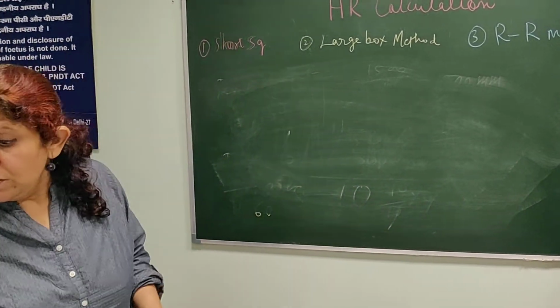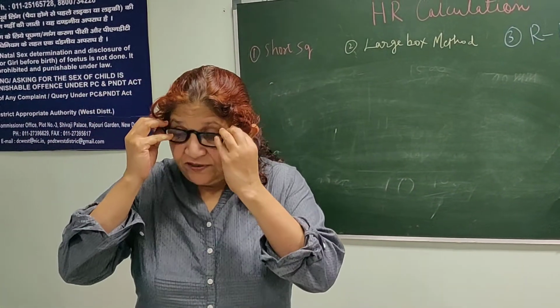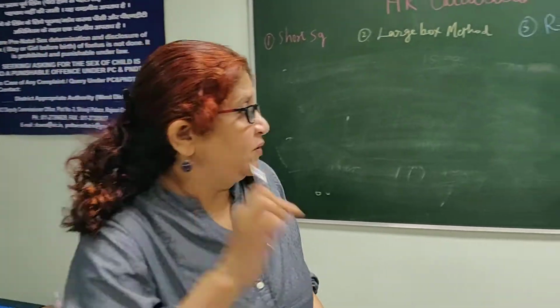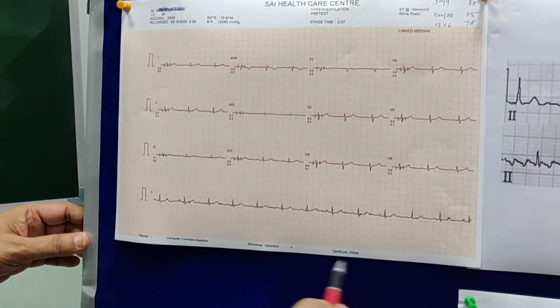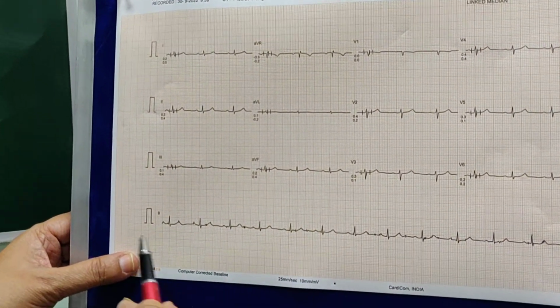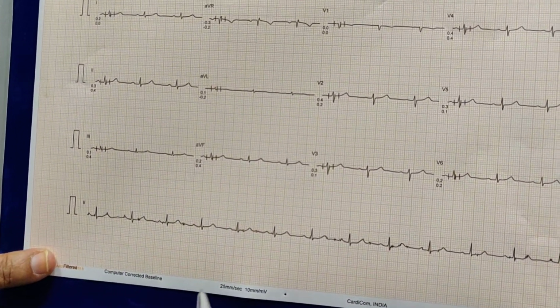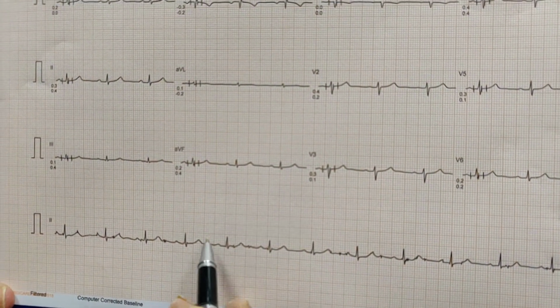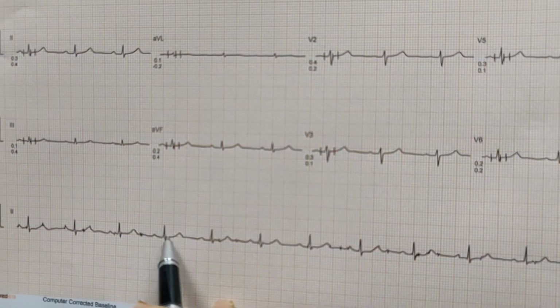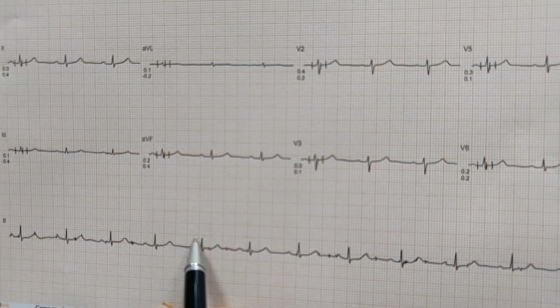Okay, I'll just show you on the ECG graph itself now. Now this is one ECG. This is the rhythm strip. This is always a 10 second strip. Now I have calculated, this will be the RR interval, okay, and I have calculated 1, 2, 3, roughly 4, these are the 4 large boxes.